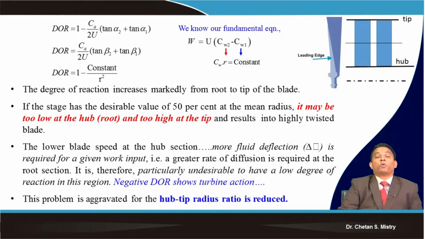We will discuss this point again, but at this moment just try to understand that our degree of reaction is varying from a lower value at the hub to a higher value near the tip, and that is what gives a highly twisted blade. A highly twisted blade is a problem with our design, because when we give those blades for manufacturing, it will be more challenging to fabricate them.